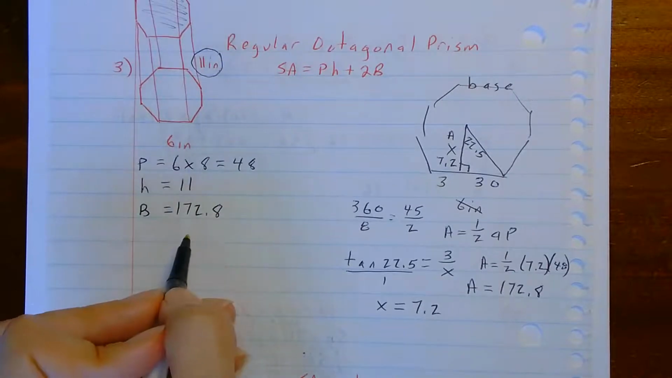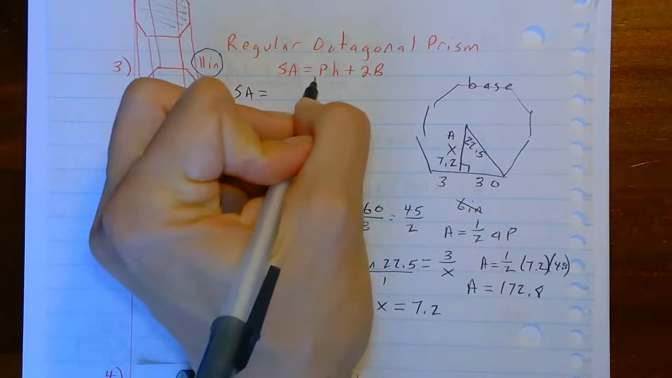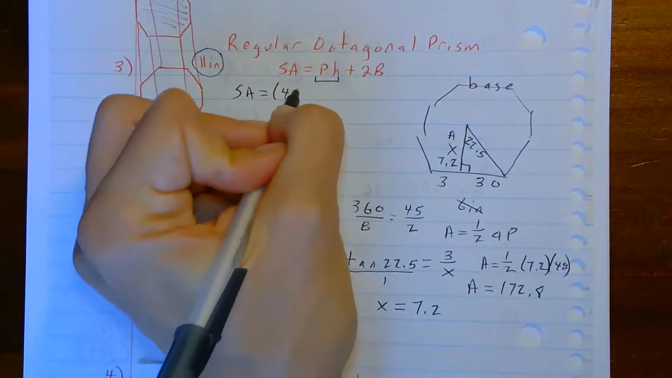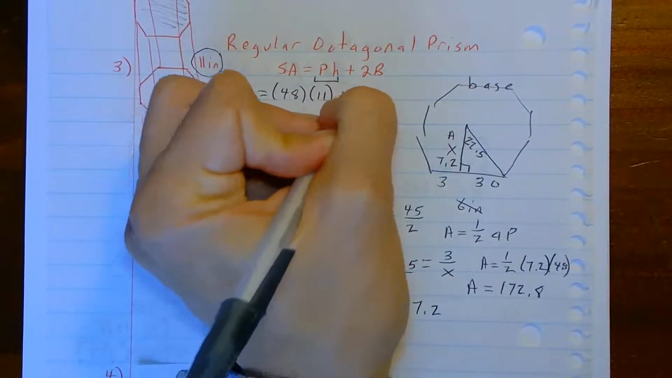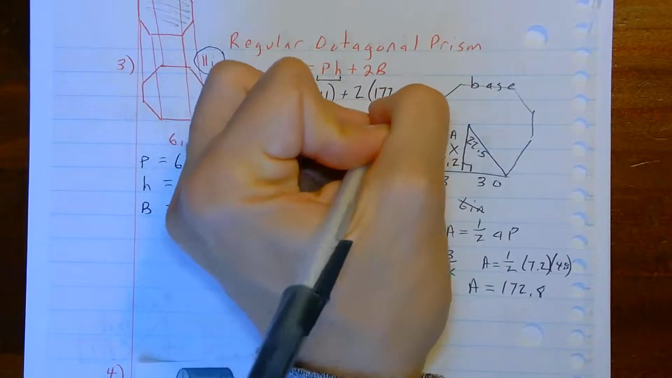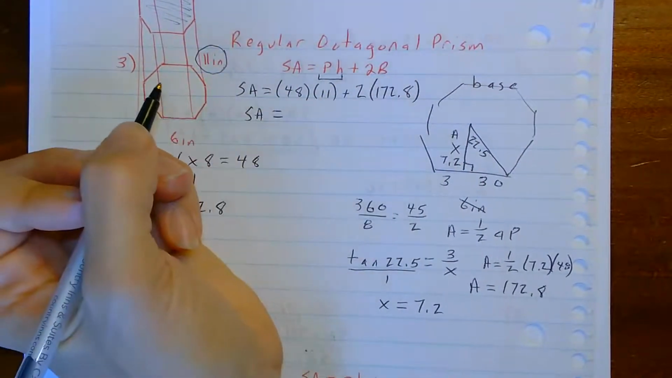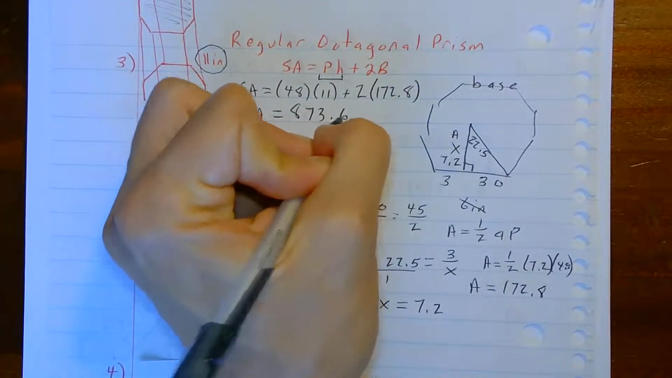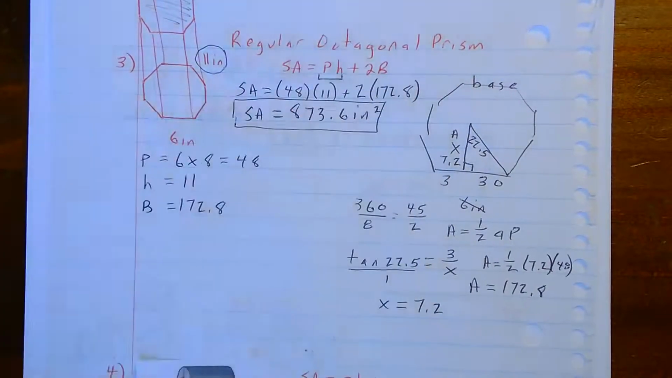I've got all my variables ready to go, so I'm going to plug them into my formula. The surface area is, this is the lateral area, which are the areas of all the rectangles. The rectangles will be 48 times 11, plus I have 2 octagons, so I have 2 bases, so 2 times 172.8. When I multiply all of that out and add it together, I should get a grand total of about 873.6 inches squared, because we are dealing with surface area.